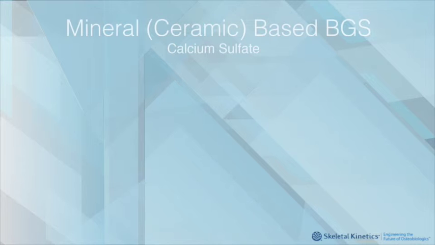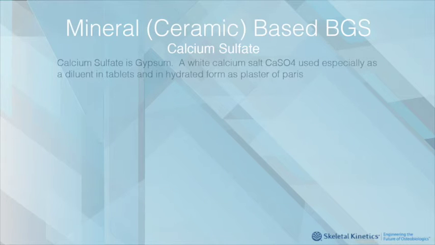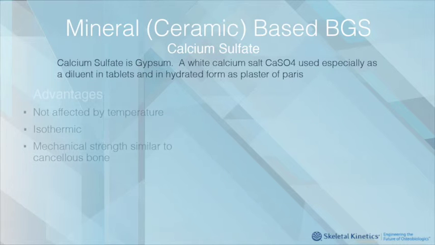The next one is calcium sulfate. Calcium sulfates have been used in orthopedics for over 100 years. Calcium sulfate is gypsum. In our case in orthopedics, it's found in hydrated form as plaster of Paris. The advantages are that it's not affected by external temperature, like that of alpha TCP grafts. It is mostly isothermic, but it actually does have a slightly exothermic reaction. The mechanical strength is similar to cancellous bone, but this is only temporary.